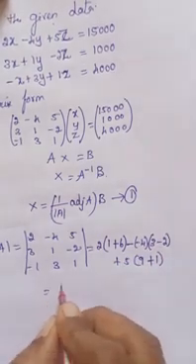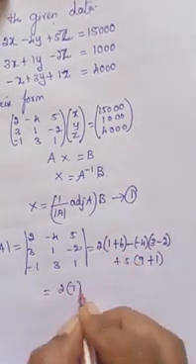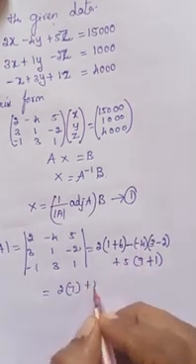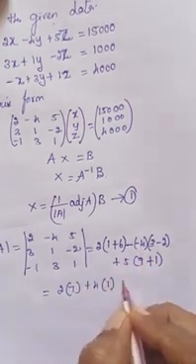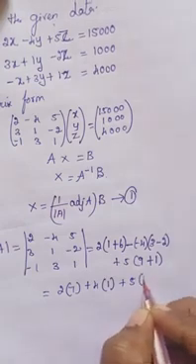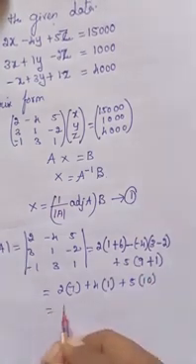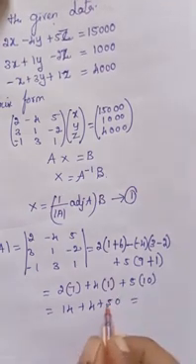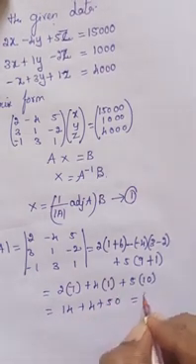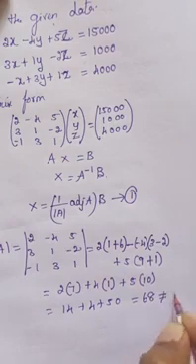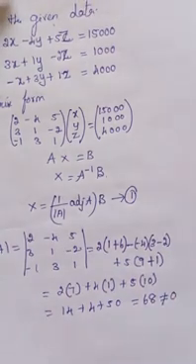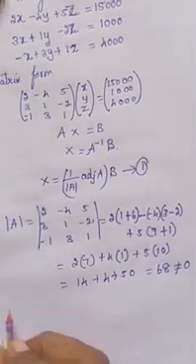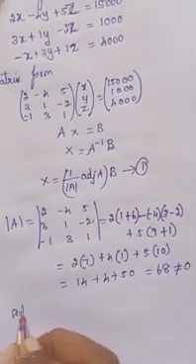Now simplify it. 2 into 7, this is minus into minus, plus 4 into 3 minus 2 is 1, plus 5 into 9 plus 1 is 10. So 14 plus 4 plus 50. This is 54, 64, 68, which is not equal to 0. So A inverse exists. With this, now we have to find out adj A.